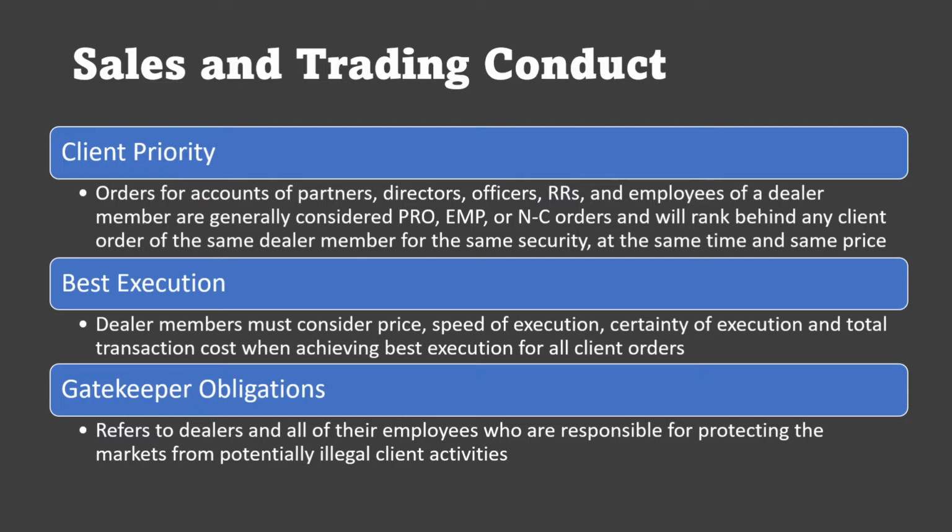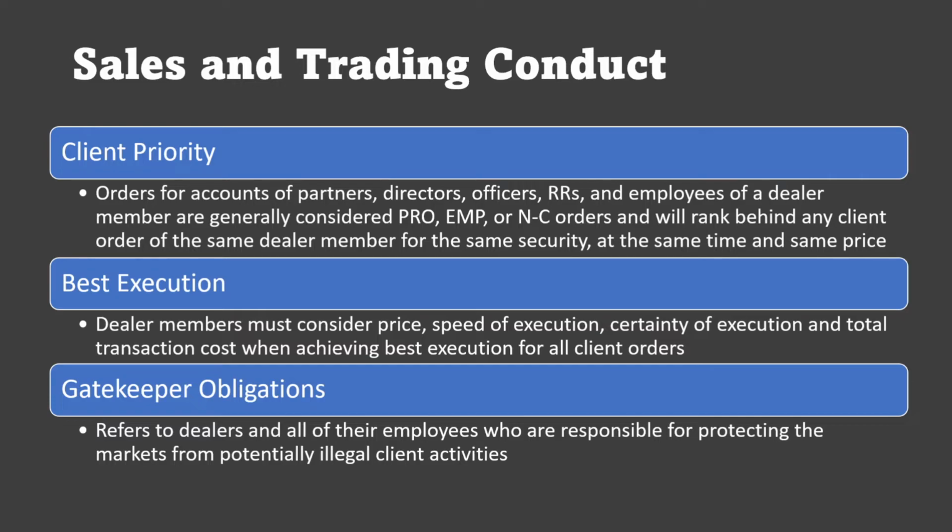Next, we're going to look at sales and trading conduct. So again, like I mentioned, client priority. When we were looking at the pro order, orders for accounts of partners, directors, officers, RRs, and employees of a dealer member are generally considered a pro order, and they will rank behind any client order of the same dealer member for the same security at the same time and same price. This is basically to avoid advisors taking advantage of their situation and not putting the client first.